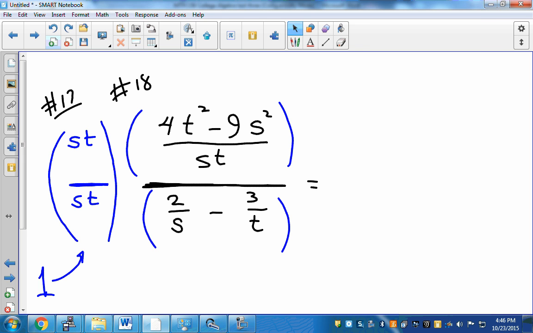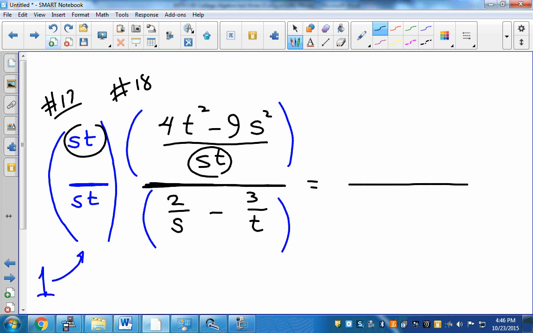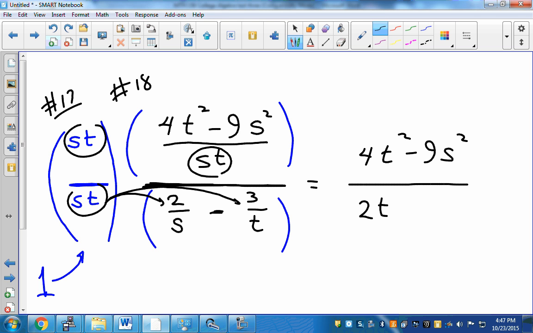Well, watch what happens. For the top, when you multiply this st, this guy right here, it cancels with this one. And we simply get 4t squared minus 9s squared. On the bottom, when we multiply this, we're going to have to distribute here. We have two terms. So in the first multiplication, the s cancels, and we get 2t. In the second multiplication, the t cancels, so we still have a negative 3s. Okay, so that cleans up the fraction immensely. Are you finished? Well, not quite.